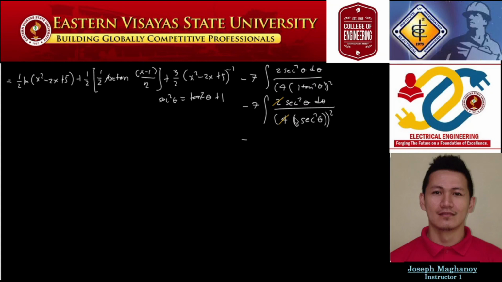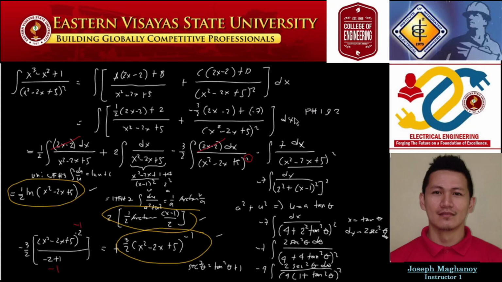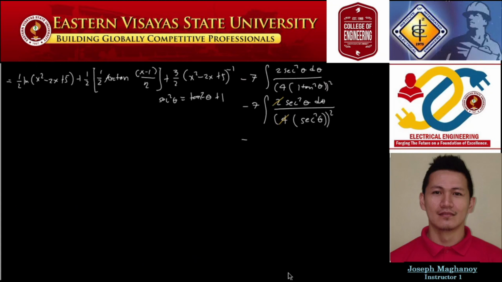Okay, let's check our solution first. Moving back, 2 secant squared... okay, we have 2, 4. Maybe we cannot cancel this out. Maybe we can just apply our power squared to the quantity.